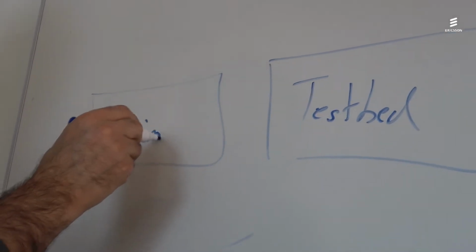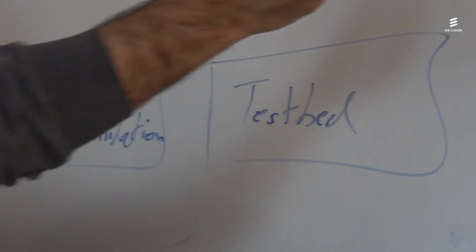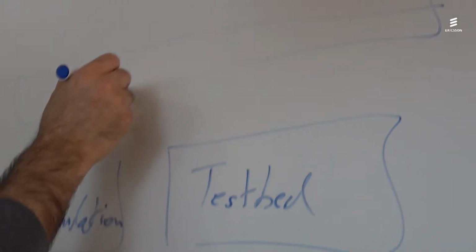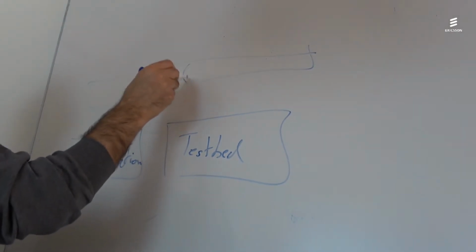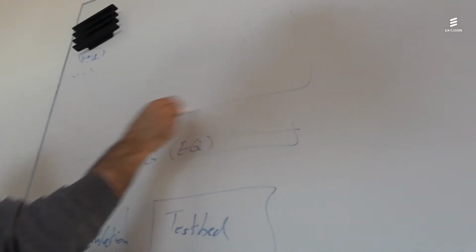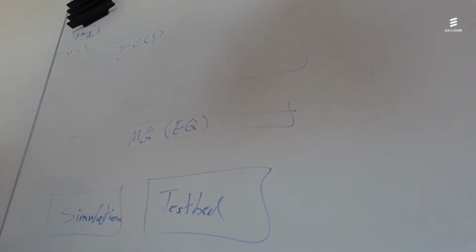And then we have a middle level, which is the message queue. In this case we have EQ, Ericsson queue. And at the top we have the ECCD, the platform.